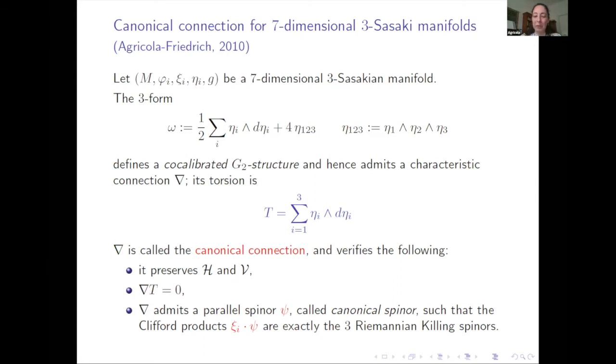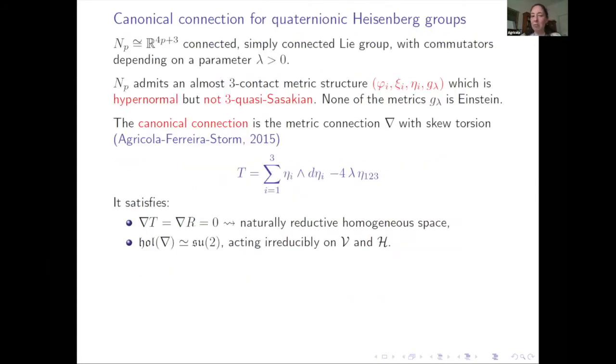Okay, good. Here comes the second example where one can see something nice happens. So one looks at quaternionic Heisenberg groups, so that's basically all of dimension 4p+3. And I add the parameter for the metric, lambda, which is positive. It's relatively easy to construct three contact metric structures on this Lie group. And in fact, they are going to turn out to be hypernormal, but not even three quasi-Sasakian.